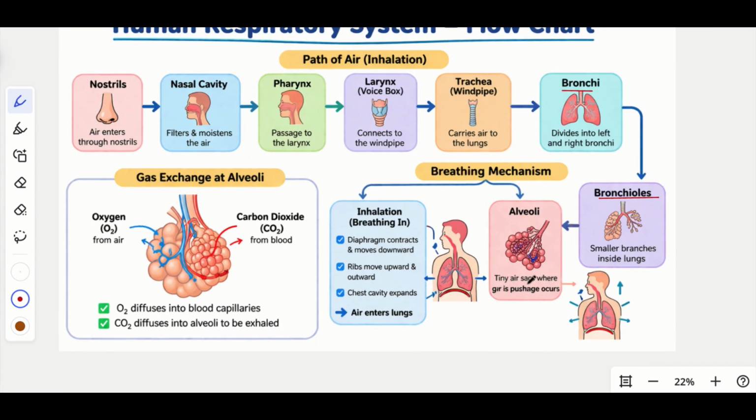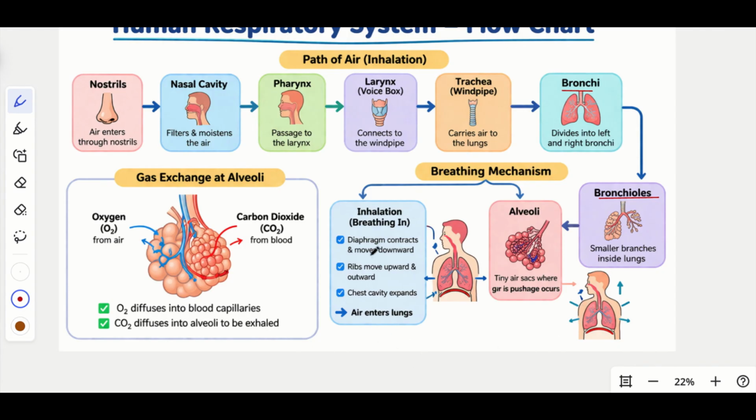And the alveoli are the tiny air sacs where gas exchange occurs, right? And what is happening while you are inhaling: diaphragm contracts and moves downward, ribs move upward and outward, and the chest cavity will expand. Air enters the lungs. So this is what occurs.